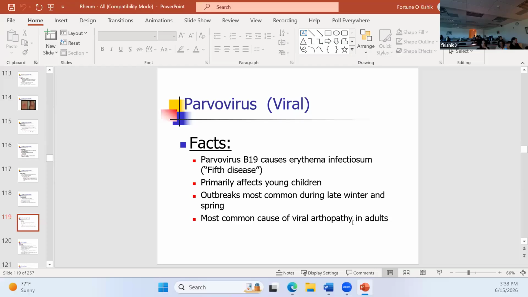We spoke about bacterial etiologies. Let's move along to viral etiologies that cause joint pain. There's a few of them, but there's one that is very common that we tend to see.